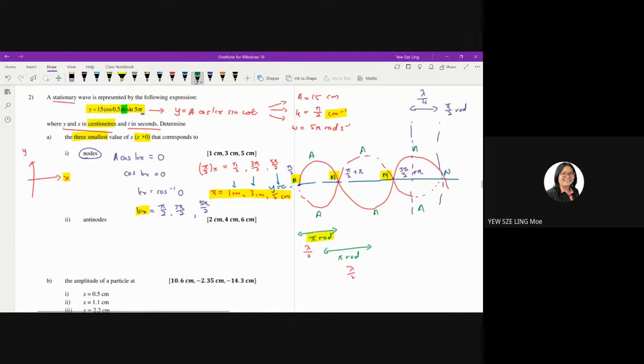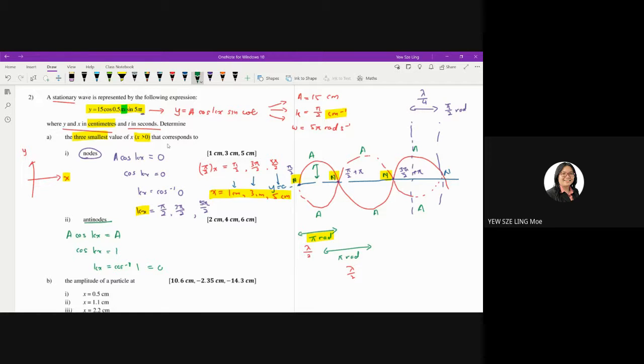How about antinodes? When it comes to antinodes, the information that we have is a cos kx equals, now it's no longer equal to 1 and no longer equal to 0, it equals a. Because antinodes happen at the amplitude of the stationary wave. Therefore, for the particles located at the positions of antinodes, it equals a. So rearrange the equations. You have cos kx equals 1. Rearrange again, kx equals cos inverse of 1, and you will obtain 0.